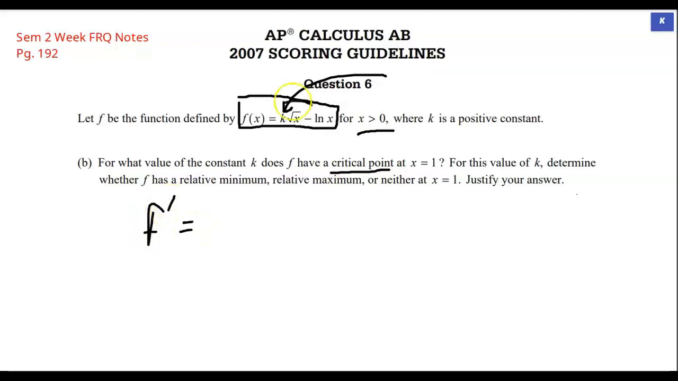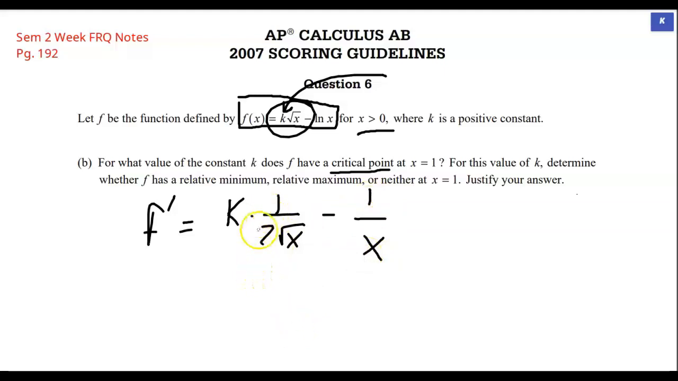So, well, k in this case is just a constant multiple. And constant multiples usually just stay right where they are. They don't change. But we do have a derivative rule for square roots. The derivative rule for square roots is 1 over 2 times that square root. The derivative of ln of x is 1 over x. All right, so there's that.